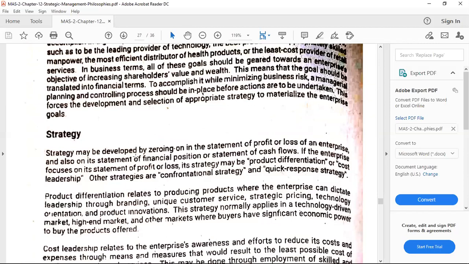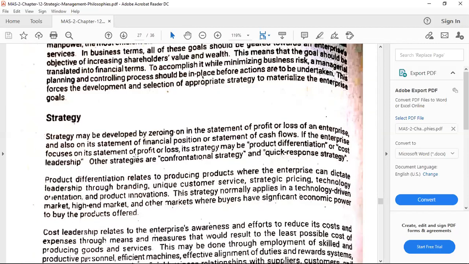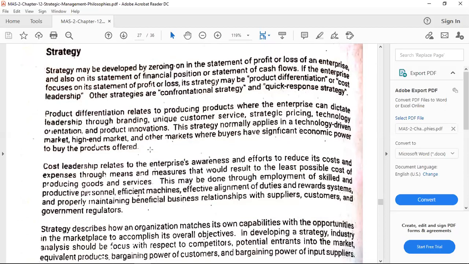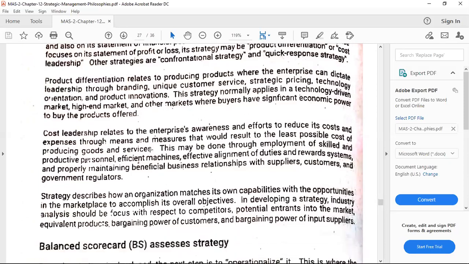While strategy is basically the more specific form of the goal. Then it is developed or may be developed by zeroing in on a statement of profit or loss of an enterprise and also on its statement of financial position or statement of cash flows. So the strategy would then be the specific way or course of action as to how we achieve the goal. All right, although the goal would be specific by becoming an objective, and the objective changes further to strategy to be more specified.